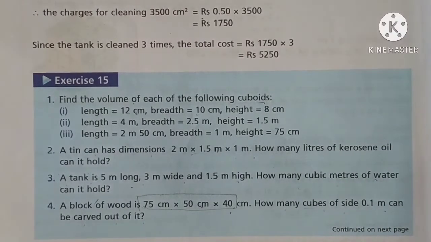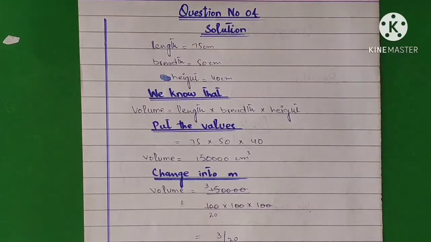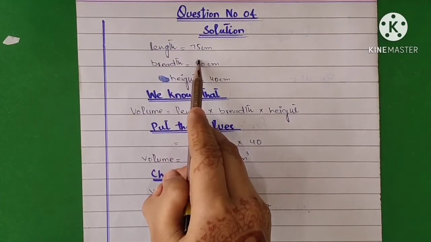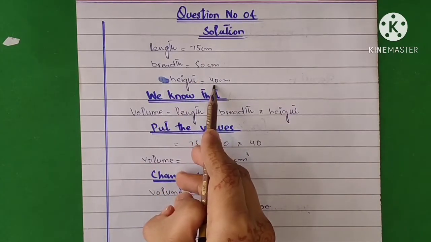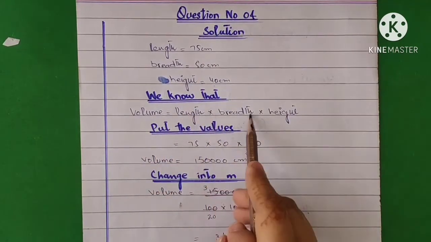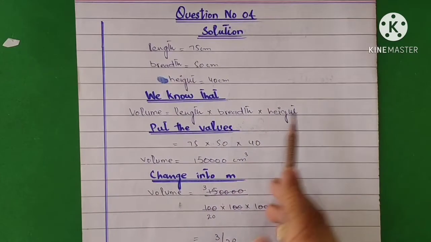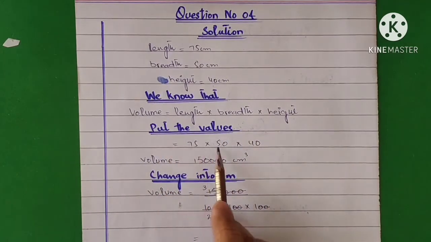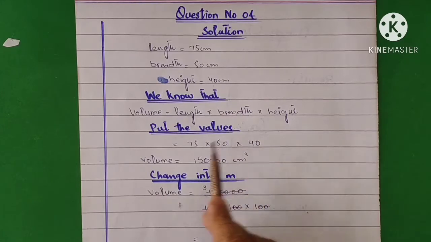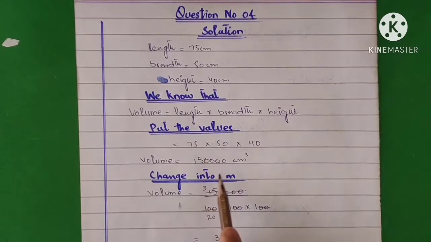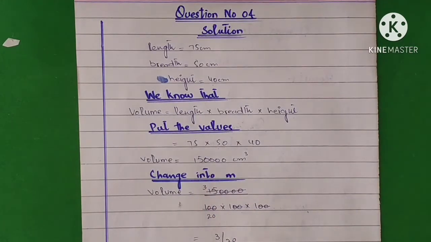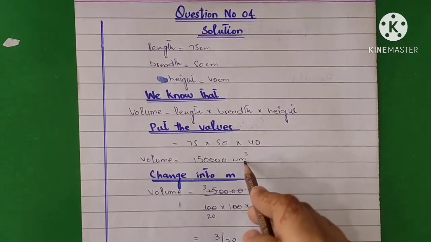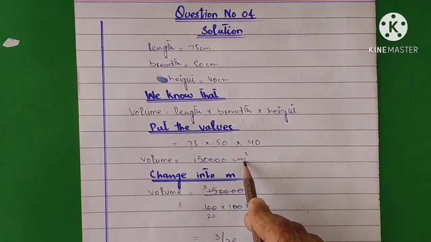Okay, the solution of this question is: it is given that length is equal to 75 centimeter, breadth is equal to 50 centimeter and height is equal to 40 centimeter. We know that volume is equal to length multiplied by breadth multiplied by height. By putting the values, 75 multiplied by 50 multiplied by 40. Now we will multiply. After multiplying we will get 1,50,000 centimeter cube. This is the volume of the wooden block.